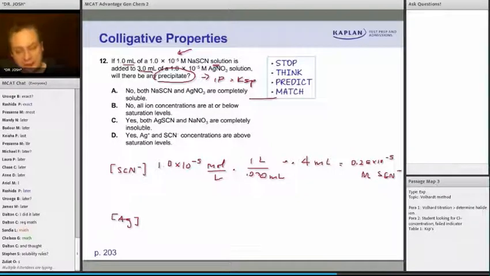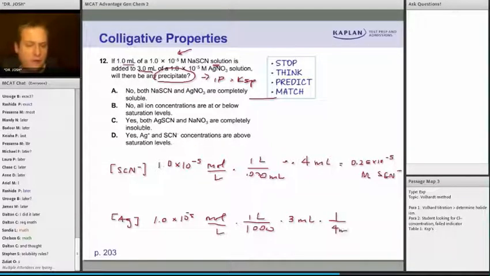Then when we look at silver, notice here we have, again, 1.0 times 10 to the negative fifth moles per liter. And again, we've got to convert over to mils. And in 1 liter there, 1,000 mils. And here again, we have to remember that we have just the 3 mils of it in the total 4 mils overall. Sorry, I skipped a step.